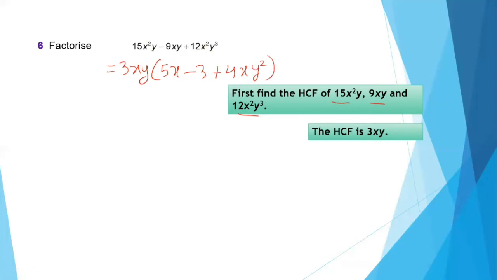Okay, just remember finding the HCF, what is the common among all those, and then taking out common and what is left in the bracket. So this is how you get the factors of 15x square y minus 9xy plus 12x square y cube as 3xy into 5x minus 3 plus 4xy square.